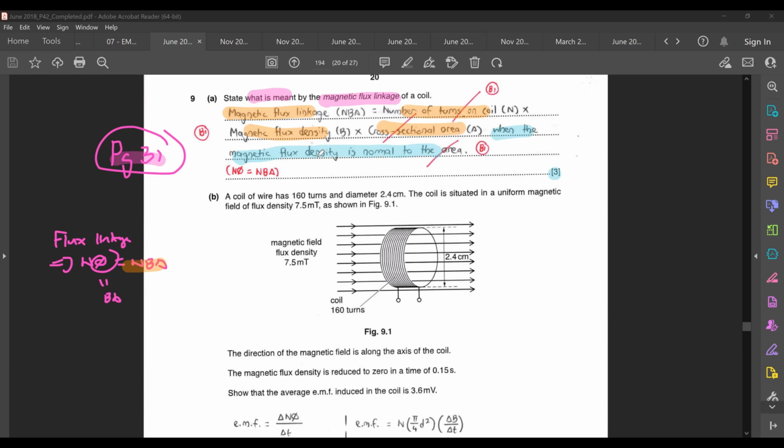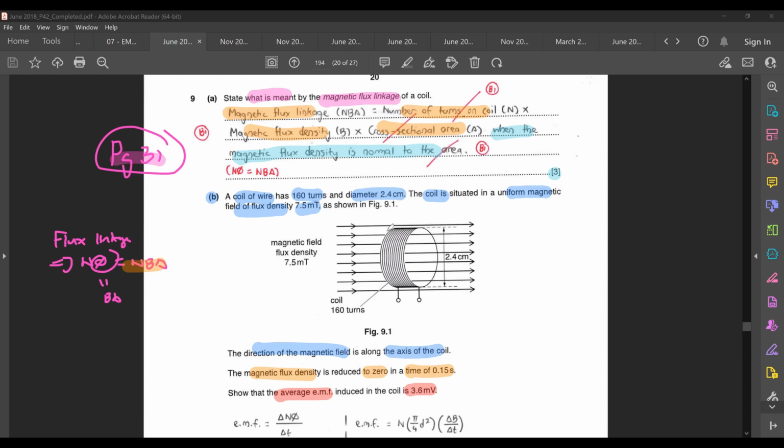Then if you move on to part B, a coil of wire has 160 turns and a diameter of 2.4 centimeter. The coil is situated in a uniform magnetic field of flux density 7.5 millitesla as shown here. The direction of the magnetic field is along the axis of the coil. The magnetic flux density is reduced to 0 in a time of 0.15 seconds. Show that the average EMF induced in the coil is 3.6 millivolts.